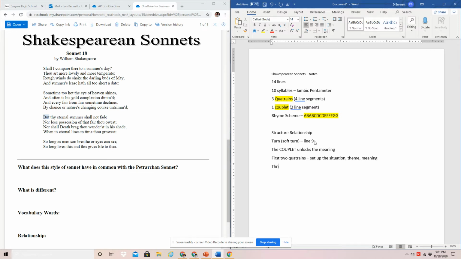Then the 3rd quatrain kind of starts to begin a turn, and sometimes it sets up the answer or what is really going on there. And then the couplet answers or solves the whole thing.